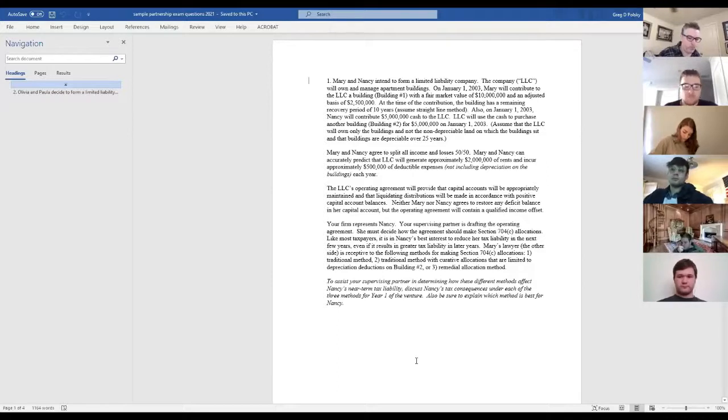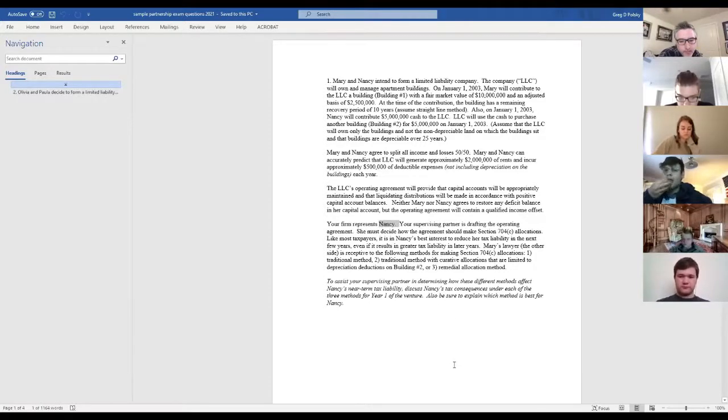Okay, so here, this is a 704C problem. We've got Mary contributing property with a large built-in gain. We've got Nancy contributing cash. So we've got a contributing partner and a non-contributing partner. And this is really a planning question. It's sort of, okay, which 704C method is best? And we're representing Nancy, the non-contributing partner.